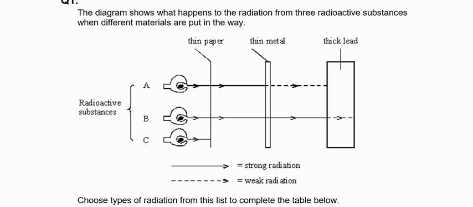A travels through thin paper, but not thin metal, so it must be beta. B travels through thin metal, but not thick lead, so it must be gamma. And C travels through, well, nothing, so it is alpha.